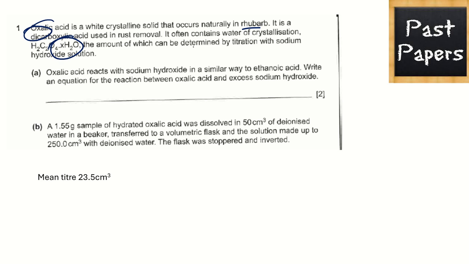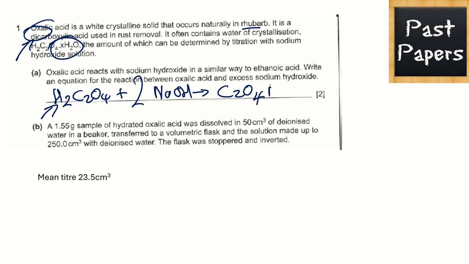Now what it tells us up here is important. It tells us that oxalic acid is a dicarboxylic acid. That means it has 2 carboxylic acid groups. So if I know from my organic chemistry that a carboxylic acid group reacts with sodium hydroxide in a 1-to-1 ratio, then something with 2 carboxylic acid groups has to react in a 1-to-2 ratio, and it has to lose both its hydrogen ions, which is what ethanoic acid does when it reacts. But this is a dicarboxylic acid, so it's going to react and lose 2.